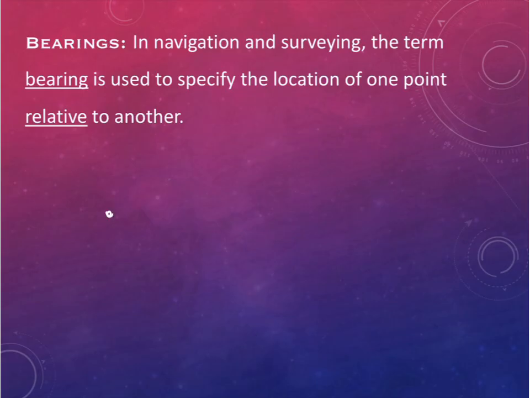So if we have two points given like this, we'll call them P and O.